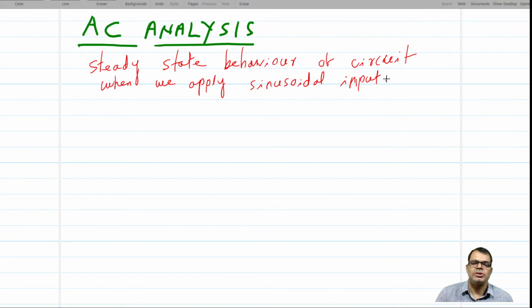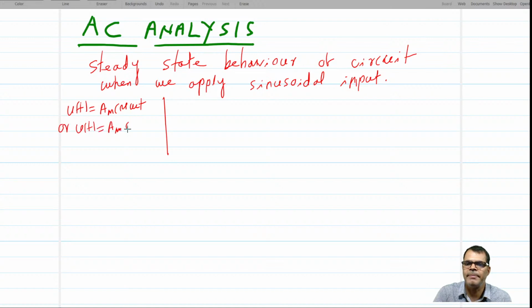Right? So what are the sinusoidal inputs? V(t) is equal to Am cos omega t, or V(t) is equal to Am sin omega t. In general these are the sinusoidal inputs, right? From the basics you know how to draw the cos and sine.